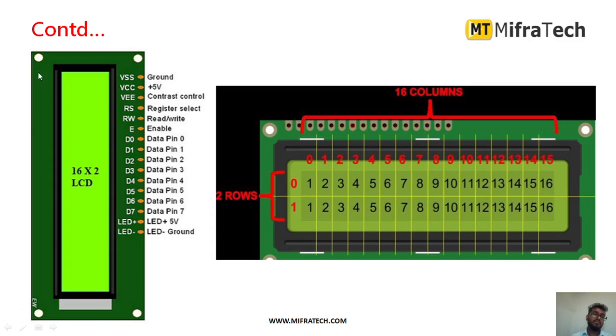So as I told, this is how 16 pins are present here. VSS, VCC, VE, RS, that is register select. Next we have read or write, enable, D0 to D7 8 data pins. Then we have LED positive and LED negative. So this is how there will be 16x2. There will be 2 rows here and 16 columns, meaning 16 characters. Total 32 characters you can display in this 16x2 LCD display, as you can see here.